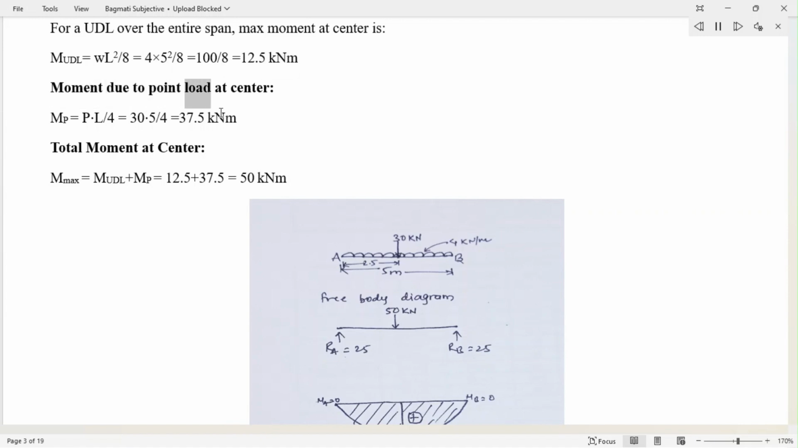Moment due to point load at center: M_P equals PL/4 equals 30 times 5/4 equals 37.5 kNm. Total moment at center, max, equals M_UDL plus M_P equals 12.5 plus 37.5 equals 50 kNm.